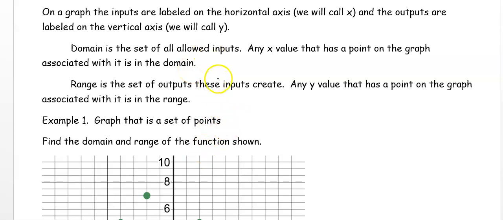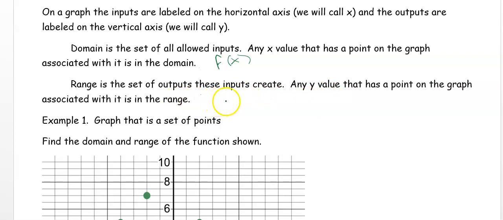Now, when we had function notation, a function might be called f, and then you'd have the parentheses x. That tells you the x's of the inputs. So that would be the x's that are allowed into the graph. Any x value that has a point on the graph associated with it is in the domain. The range is the set of outputs these allowed inputs create. Any y value that has a point in the graph associated with it is in the range.